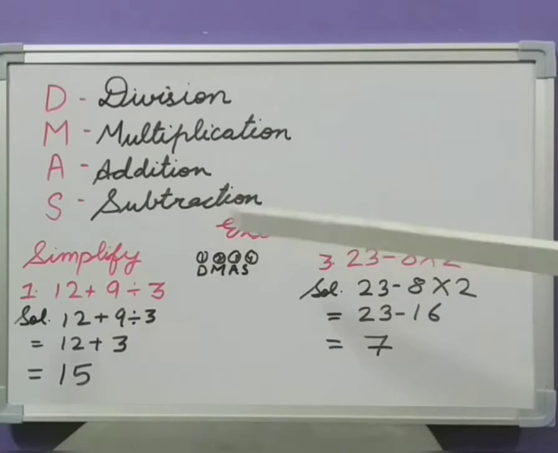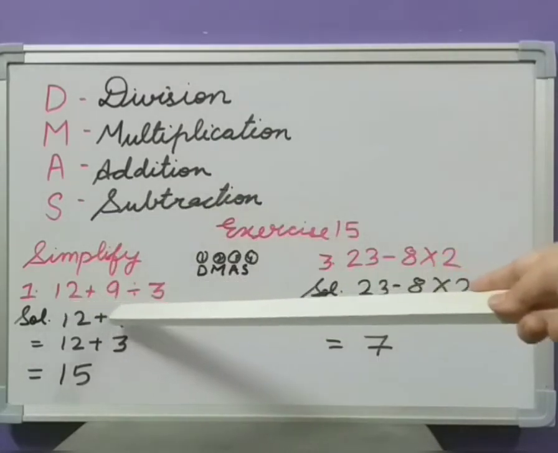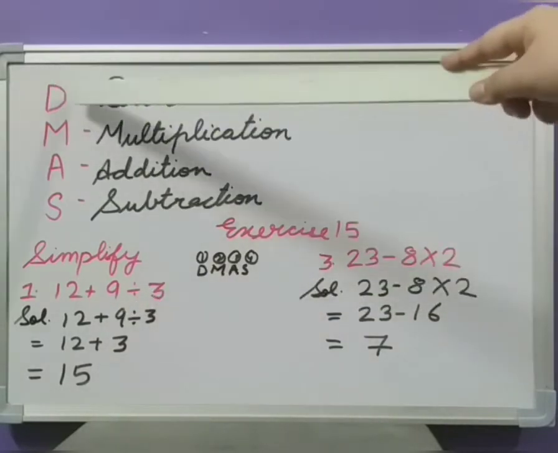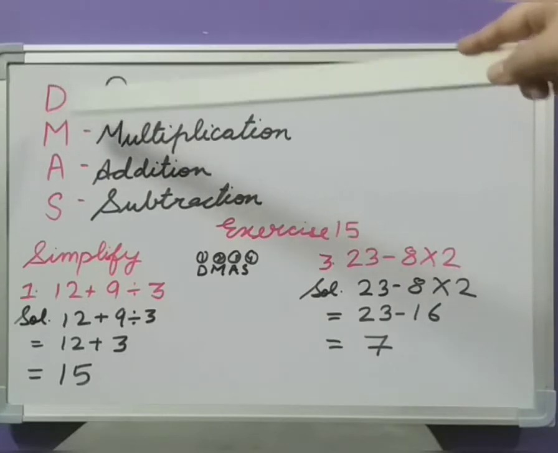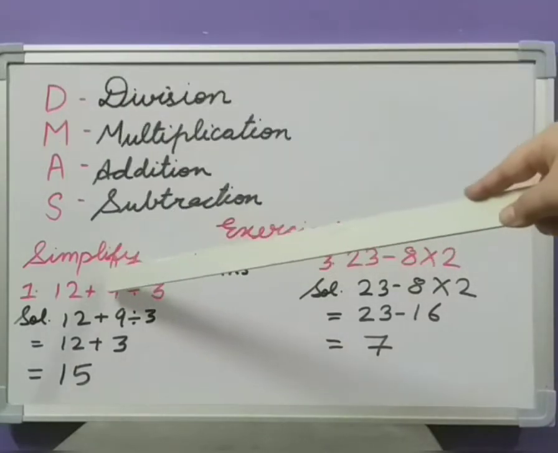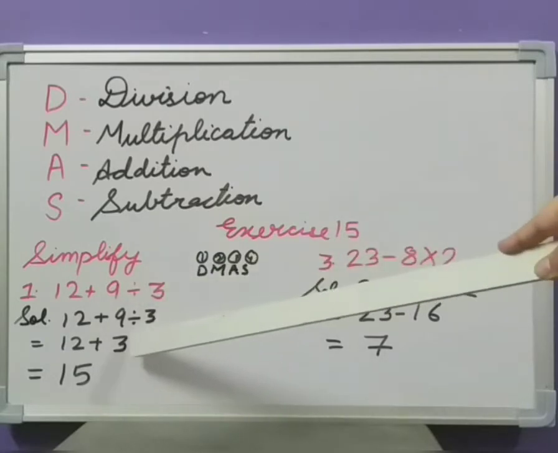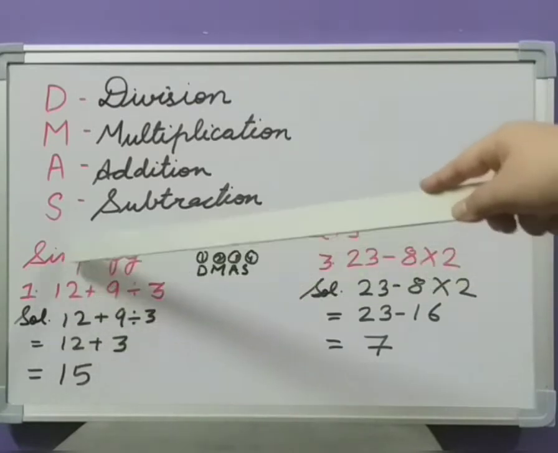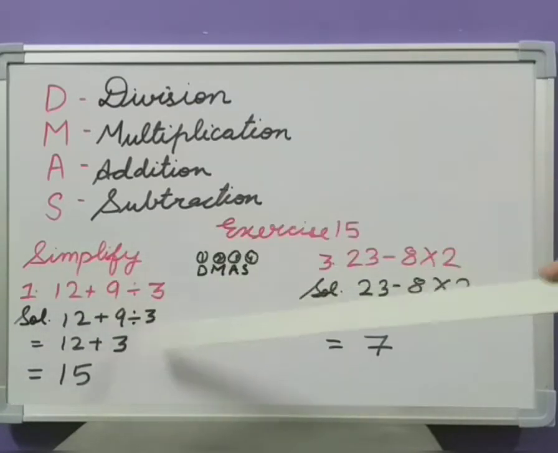Exercise 15, question number 1. Simplify 12 plus 9 divided by 3. Now according to DMAS, first we need to find out divide. Is there any expression of division? Yes. So first we are going to divide 9 divided by 3, that is equals to 3. And the other expression will be written as it is. So 12 plus 9 divided by 3 is equals to 12 plus 3.